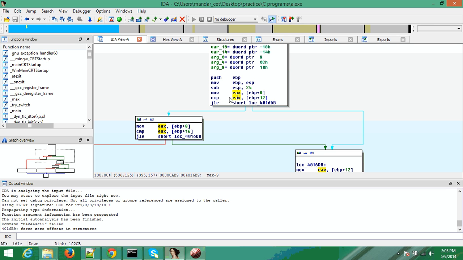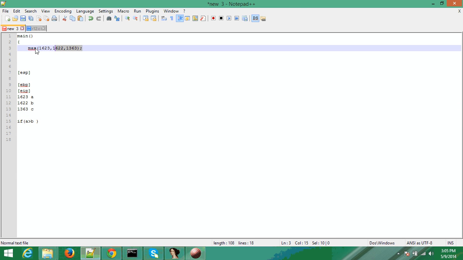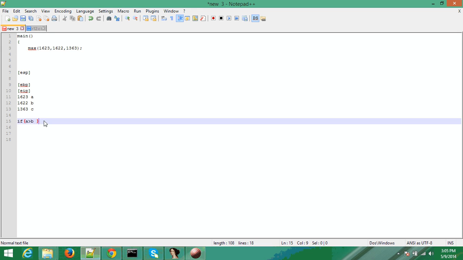So when a compare is done with EAX, which is in this case A compared with B, what it's trying to see is if A is less than or equal to B, then jump over here, otherwise jump here. In x86, the compilers always convert the conditions in the reverse order. So based on our interaction, we can see that the main function will be called like this.